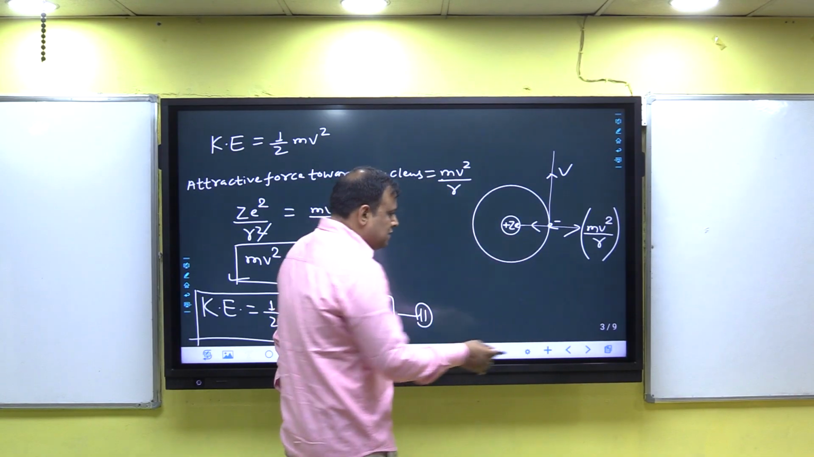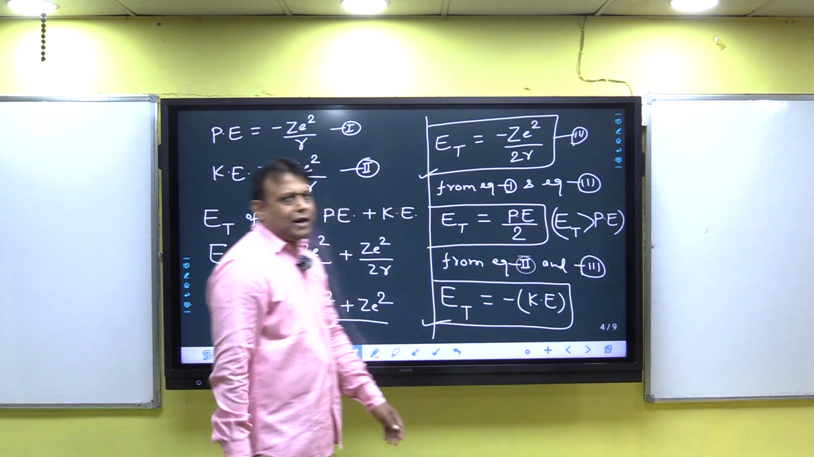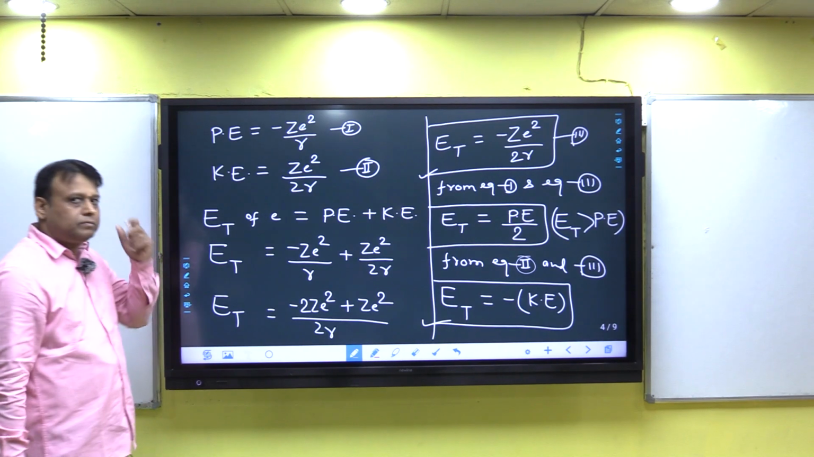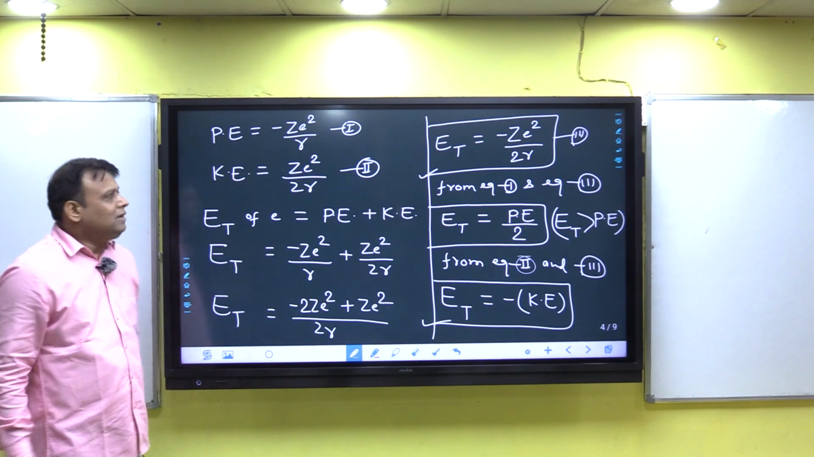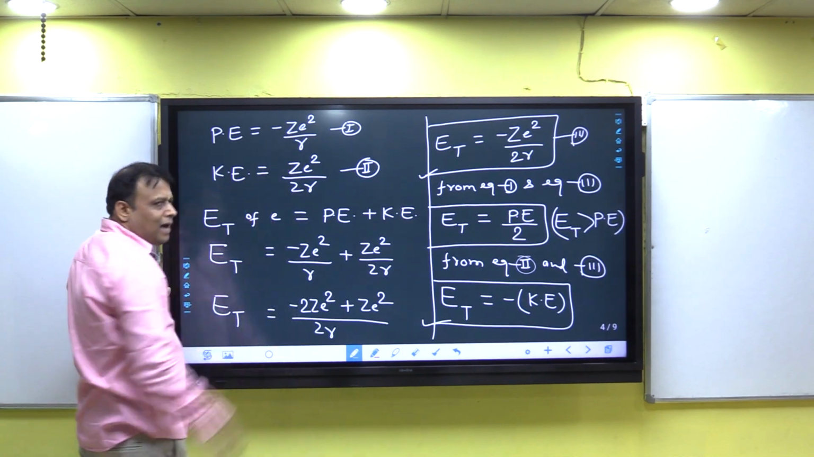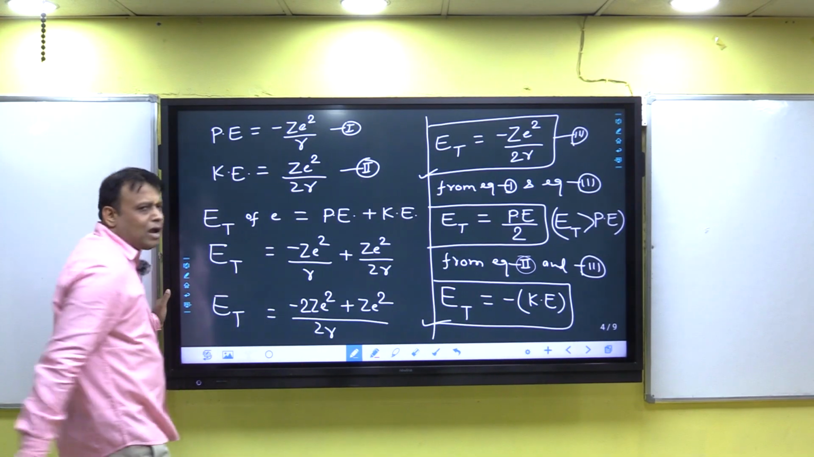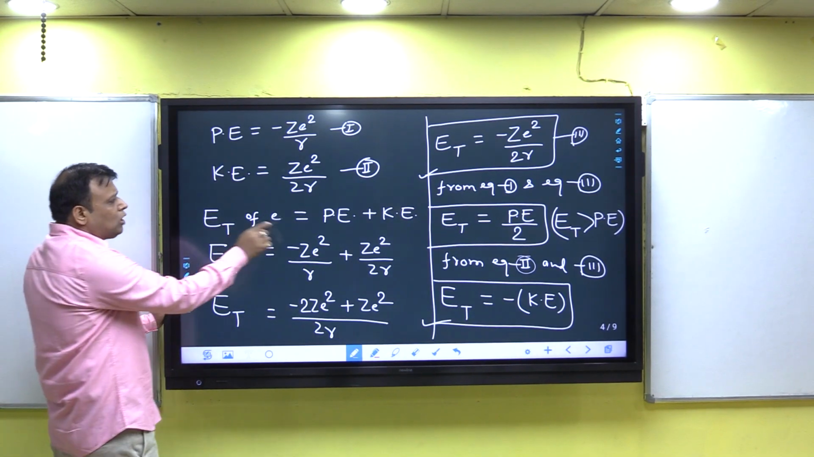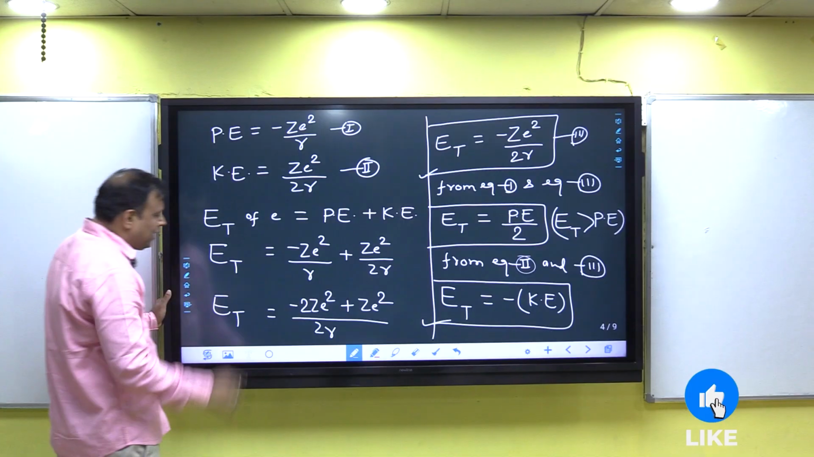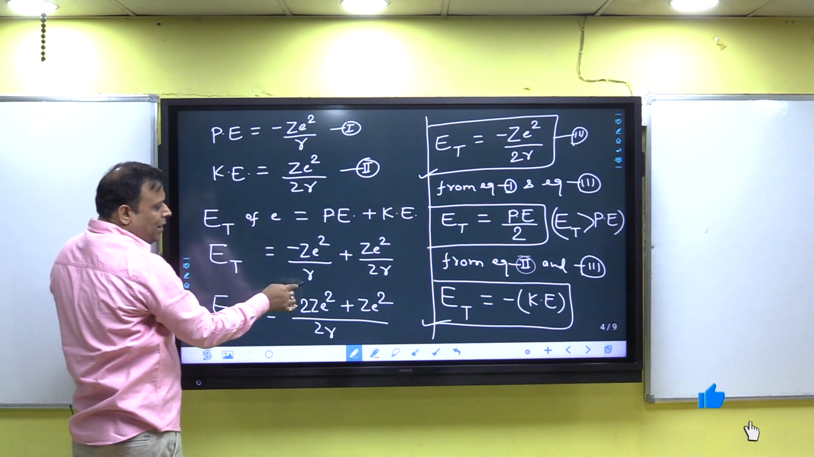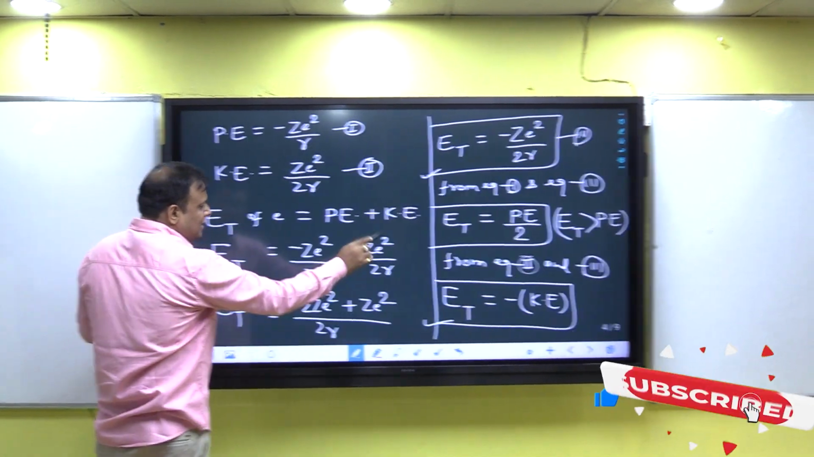Now I will discuss total energy of electron. Look at both. Potential energy is minus Ze square by R, kinetic energy is Ze square by 2R, and total energy of electron is potential plus kinetic energy, that is minus Ze square by R plus Ze square by 2R.